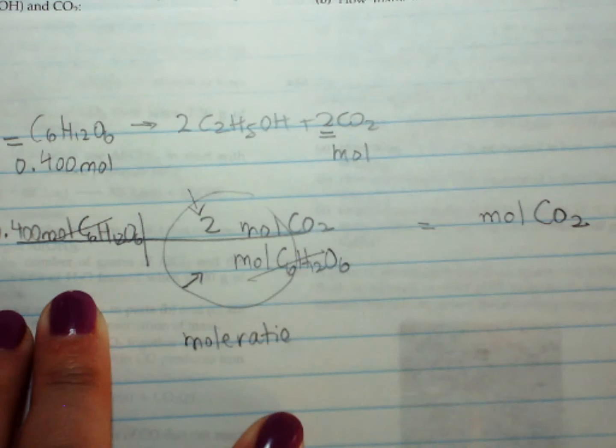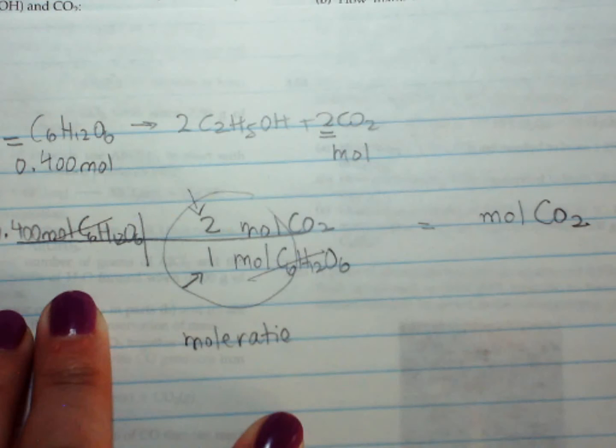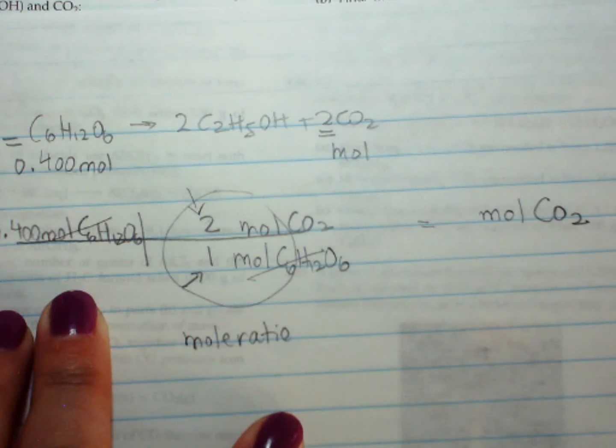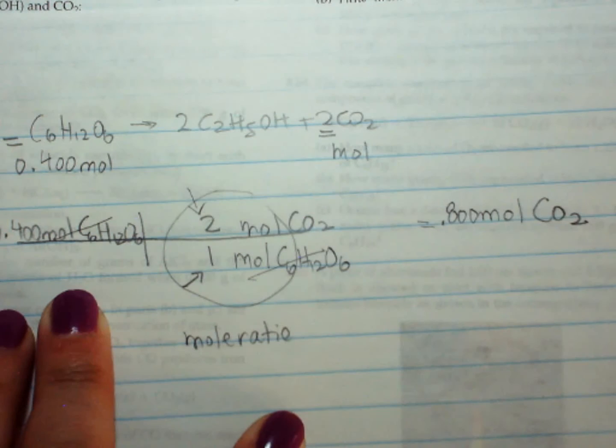What's the coefficient in front of the glucose? 1. All right? Is the unit that's left uncrossed the one that I want for the answer? Yeah, so I'm done. So all I need to do is do 0.4 times 2 divided by 1. And the answer has to be rounded to 3 significant figures because my given was to 3 significant figures. So we don't even have to grab the calculator, right? Because what's 0.4 times 2? To 3 significant figures, you would write 0.800 moles of CO2. All right? So that's how you do part A.